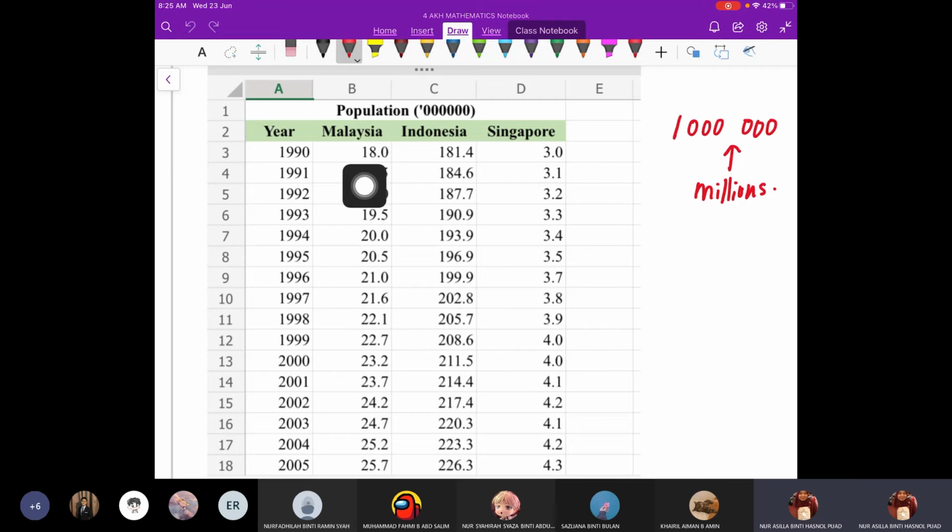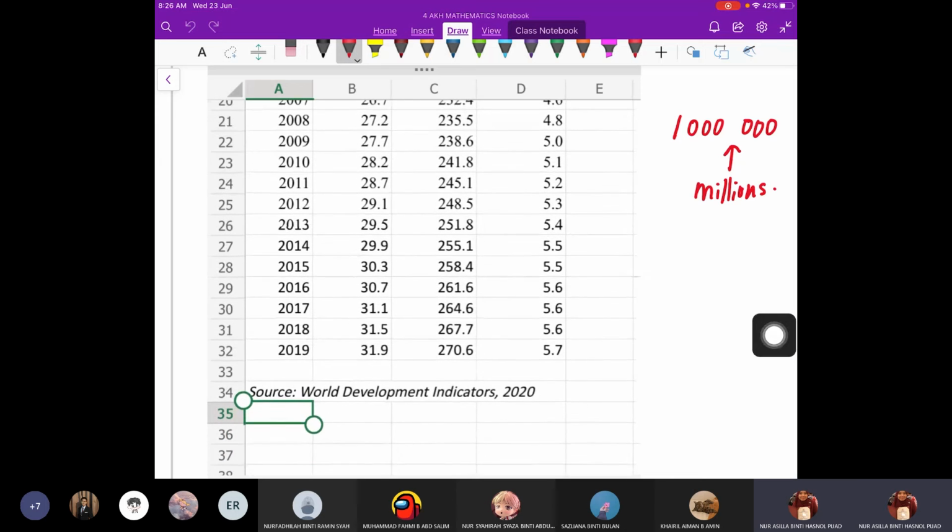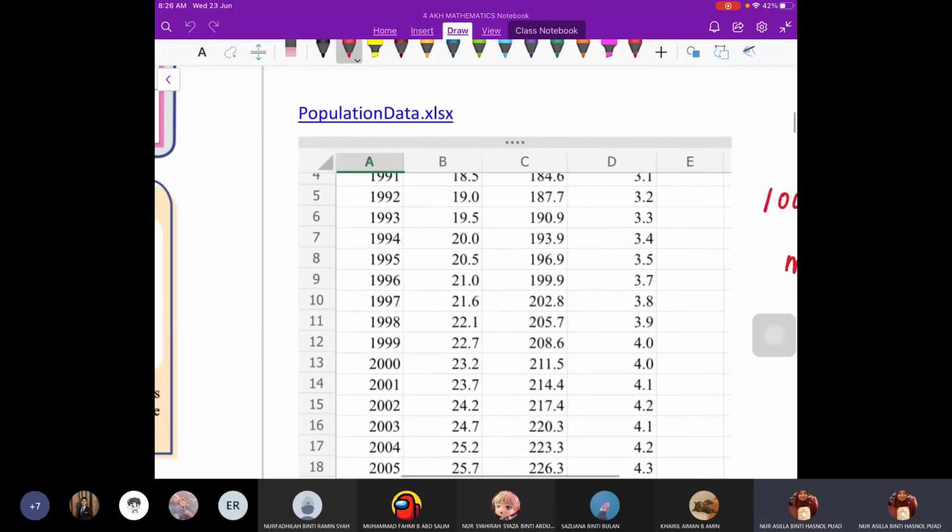Okay. So from 1 year to 1 year ada increase in Malaysia. Ada penambahan populasi 500,000. Okay. And then dia naik 0.5, 0.5. Ni naik 0.6. Okay. 2.7. Kenapa dia naik sikit sangat? Apa-apa pun dia akan naik lah. If you see the data. Okay. So you dapat data ni.